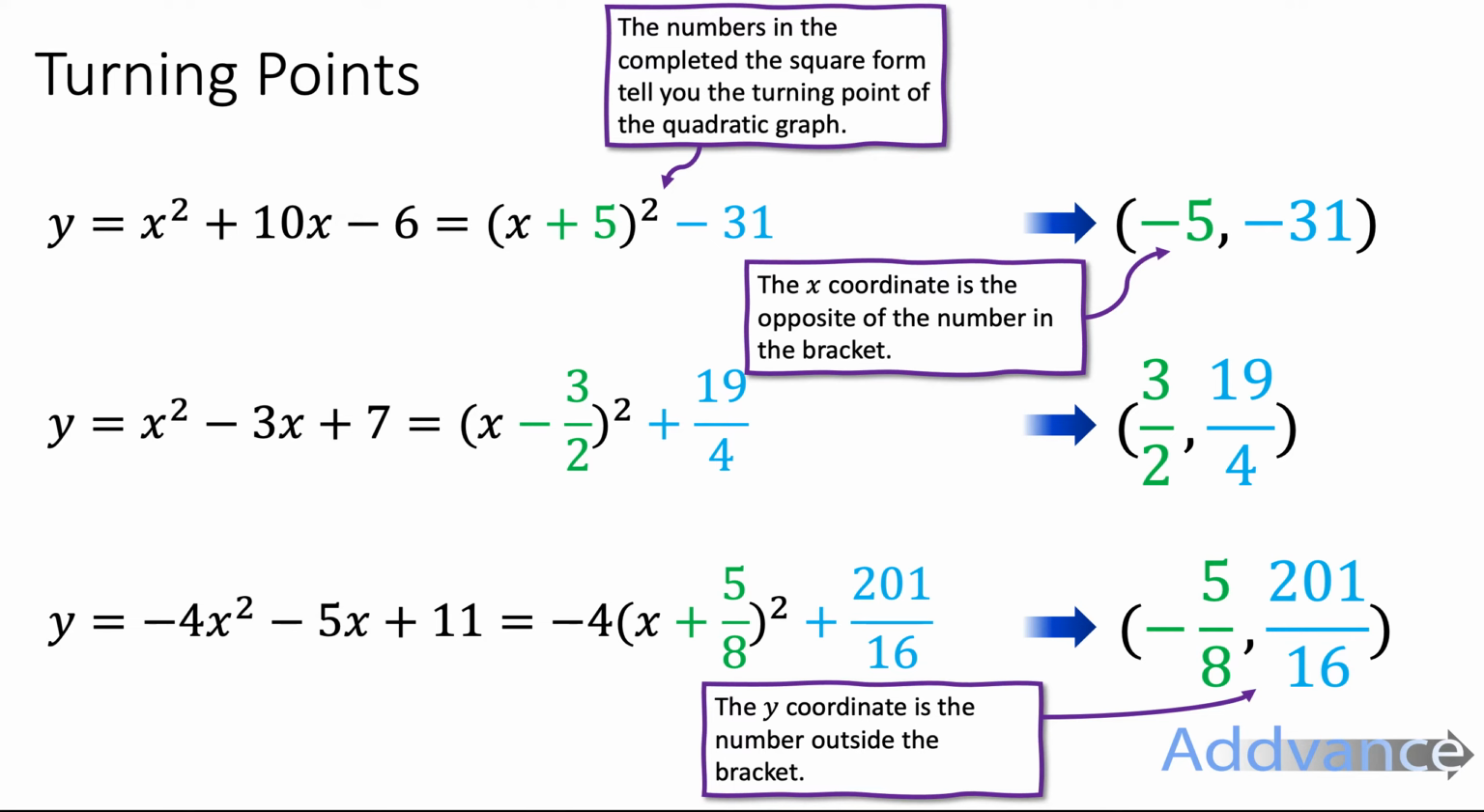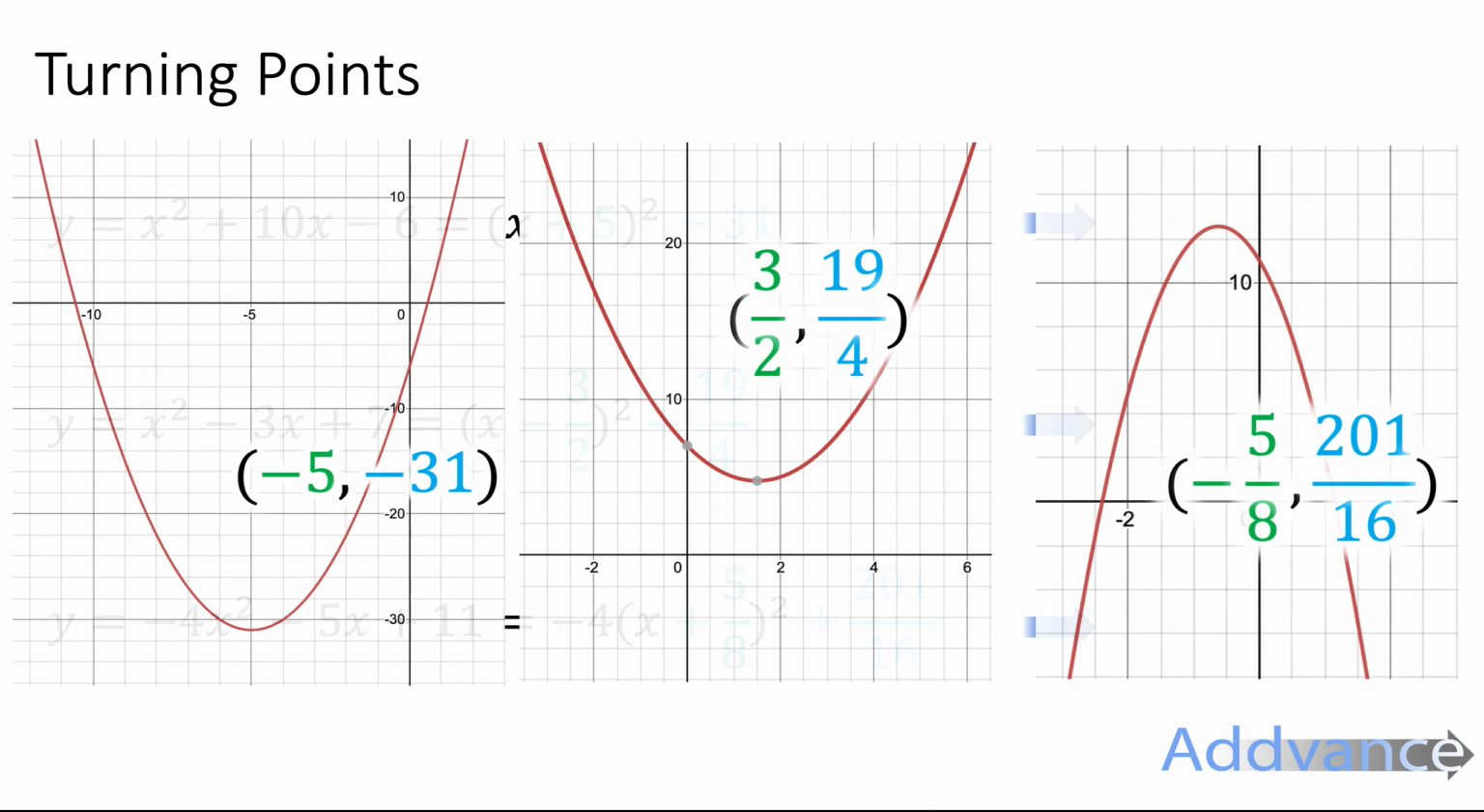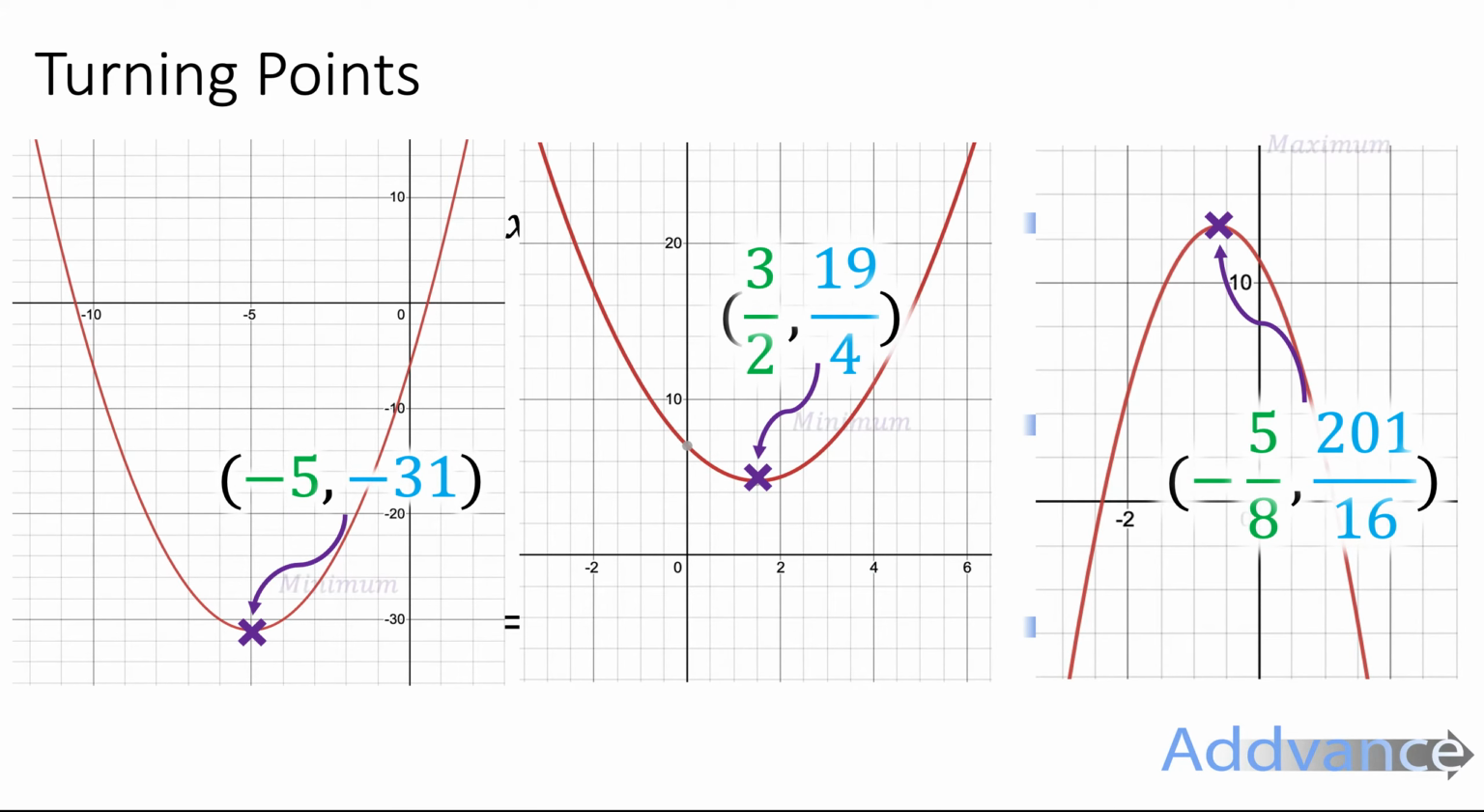That is how you find the turning point of a quadratic graph. Let me show you what it means on a graph. Here we have some graphs, and the turning point is the maximum or the minimum of the graph. It's where the graph turns from going down to going up, or from going up to going down.